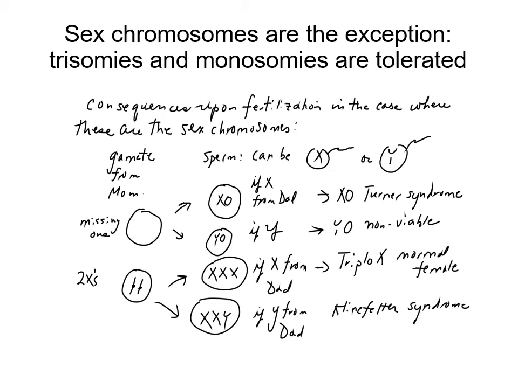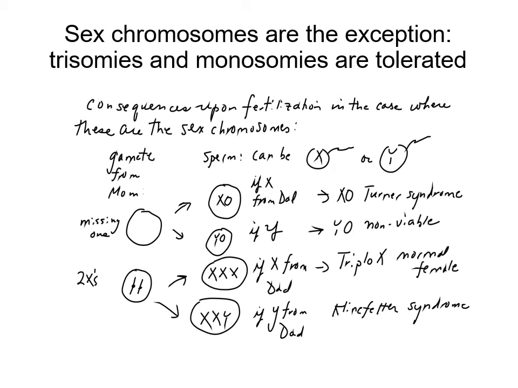Okay, so for example, if you have a female gamete which is missing the X chromosome, and she gets an X-bearing sperm, then that individual has an X chromosome, just one, and that will give rise to Turner syndrome. If she has a gamete with no X chromosome and it's fertilized by a Y-bearing sperm, then that's not viable because you need to have an X chromosome to live.